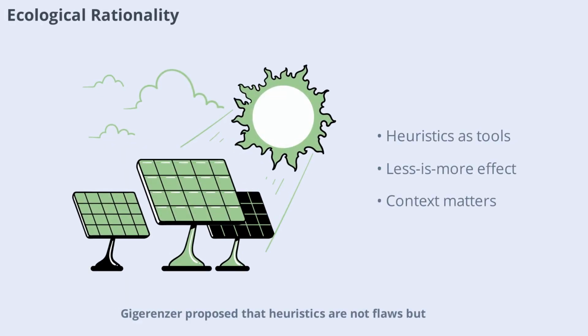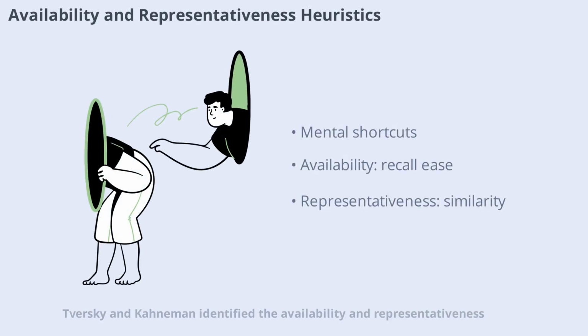Gigerenzer proposed that heuristics are not flaws but adaptive tools that exploit the structure of the environment. Fast and frugal heuristics can outperform complex models in uncertain environments, demonstrating the less is more effect. Ecological rationality highlights how simple strategies can be effective when matched to the context, challenging the idea that more information always leads to better decisions. Tversky and Kahneman identified the availability and representativeness heuristics as systematic mental shortcuts used under uncertainty.